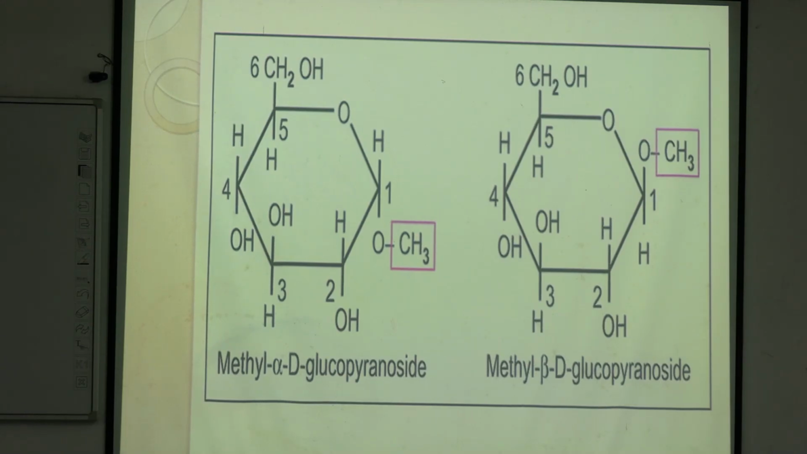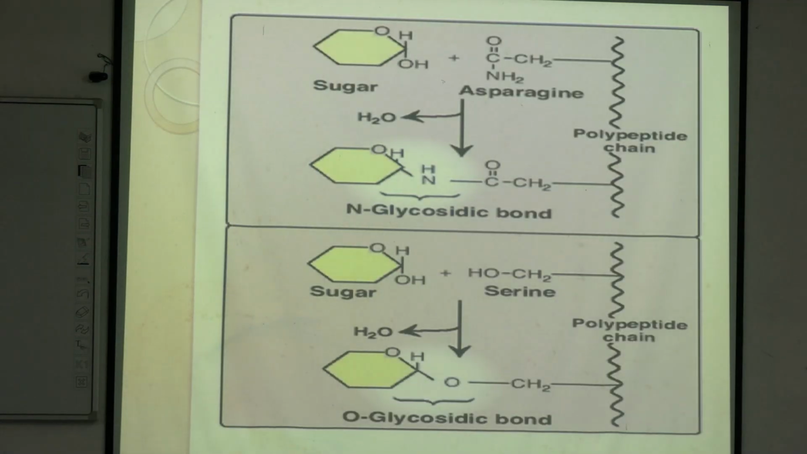H group is transferred by methyl group. So the name is methyl alpha-D-glucopyranoside. Clear? This is a glycoside. Here it is methyl beta. It was alpha, it is beta. Okay. Now see.